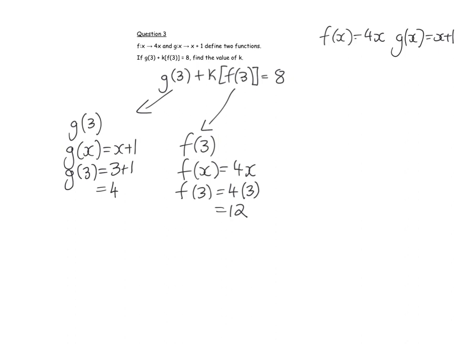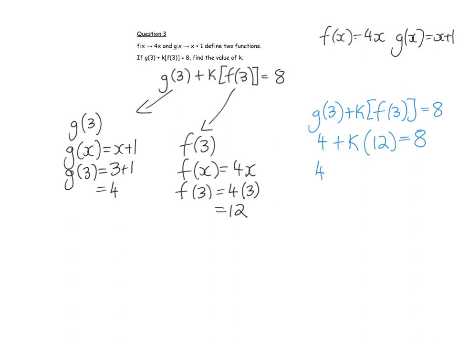So then we can go back to what they were asking us. They wanted what g of 3 plus k times f of 3 is equal to 8. First of all, g of 3 is 4, plus k times 12 is equal to 8. So then we get 4 plus 12k is equal to 8. Take 4 from both sides. We get 12k is equal to 4.